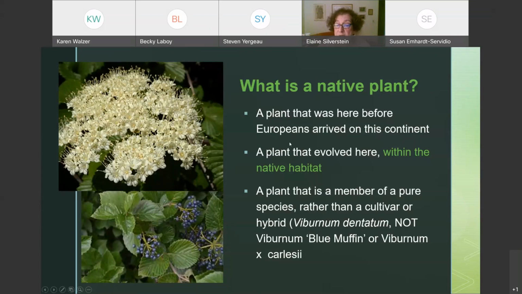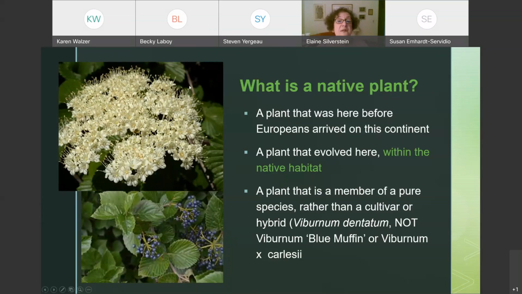Another way to think of it is a plant that evolved here within the native habitat. It evolved in competition with all the other plants around it, because plants, and plants and insects in particular, are in competition continually all the time. I also like to further refine that definition to say that a native plant is a member of a pure species rather than a cultivar or a hybrid.